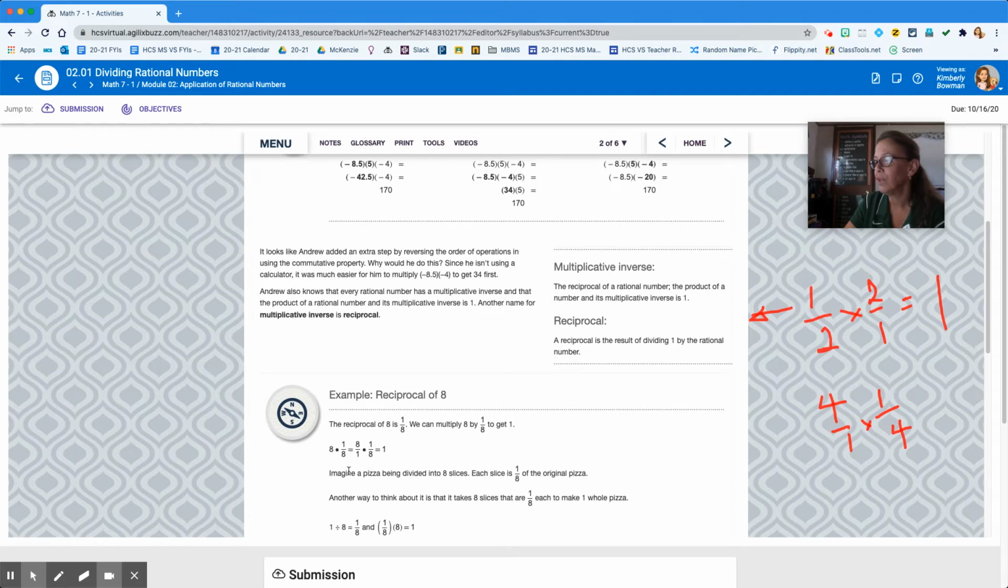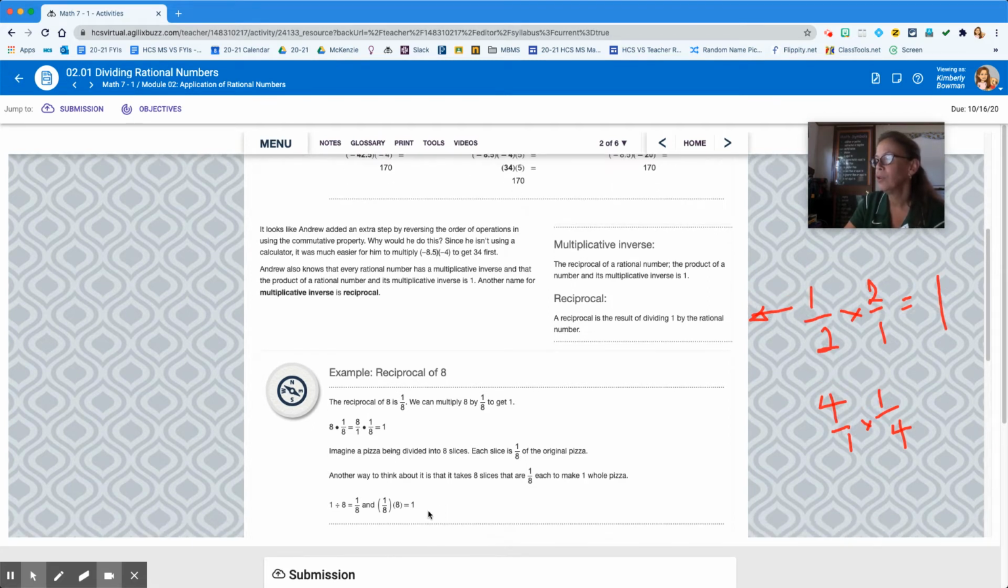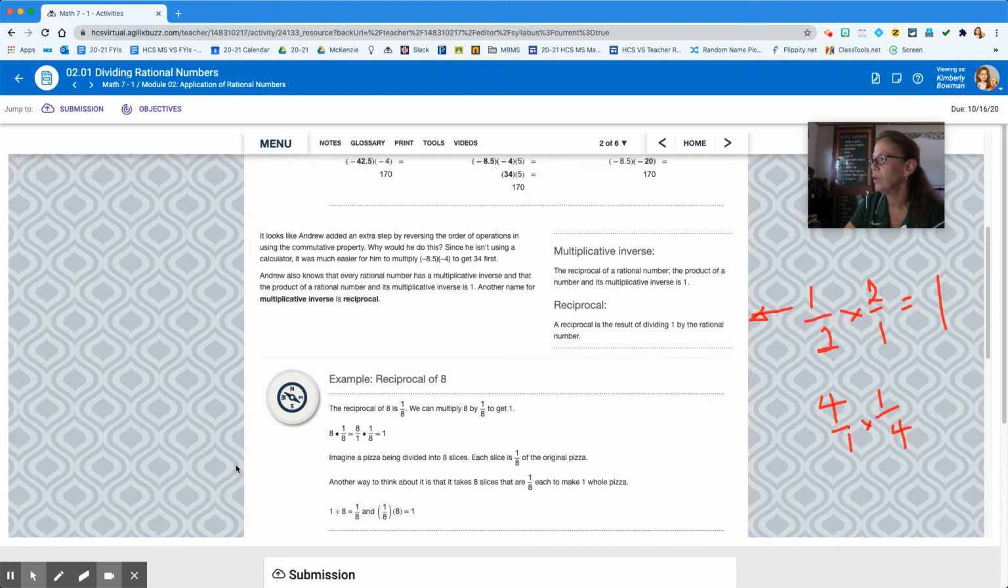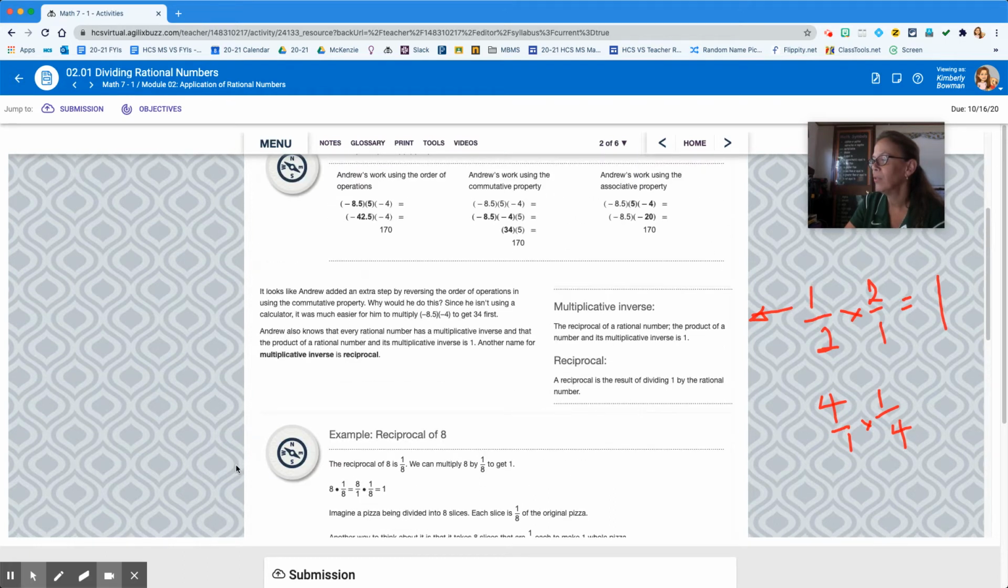And there's an example. Imagine a pizza being divided into 8 slices. Each slice is 1/8 of the original pizza. Another way to think about it is that it takes 8 slices that are 1/8 each to make one whole pizza. Okay, so there's your reciprocals. So if you need to pause the video and write that stuff down, now would be a good time to do it.